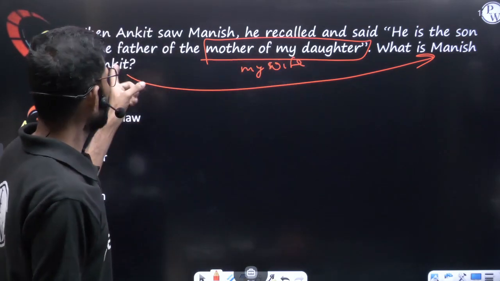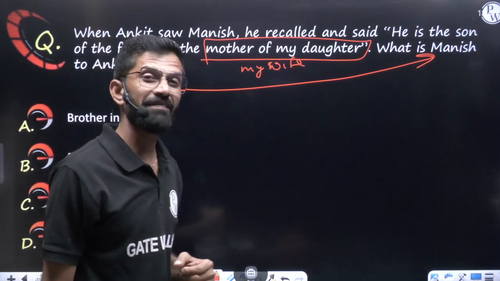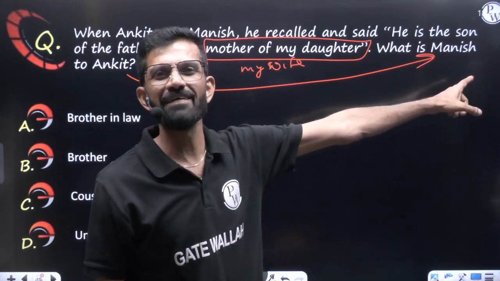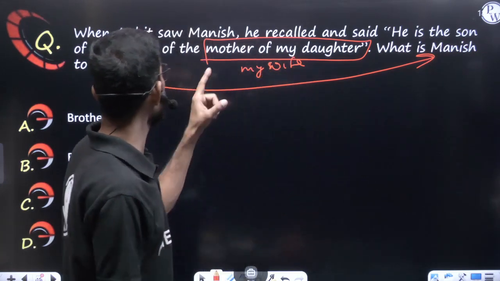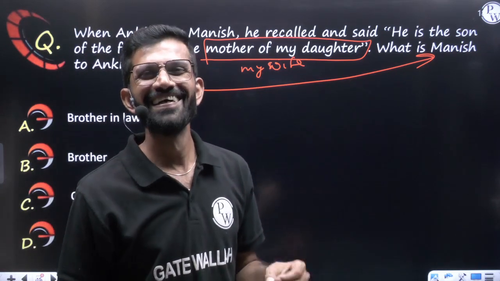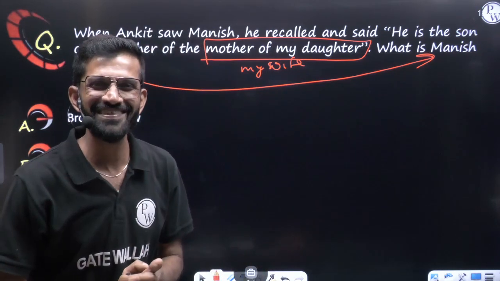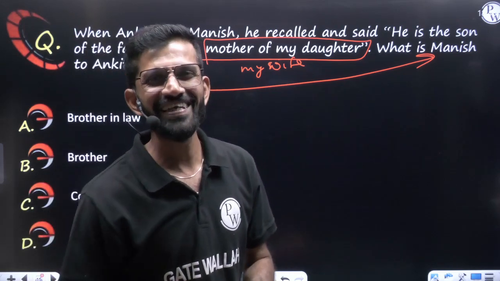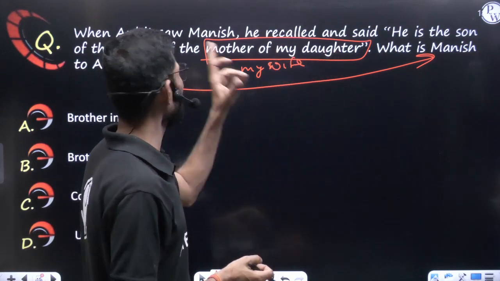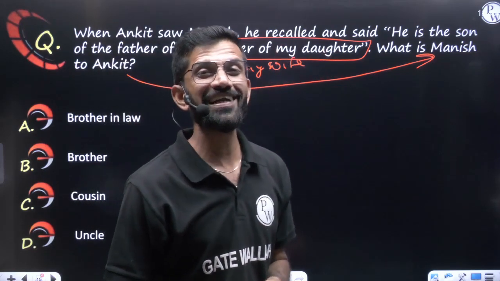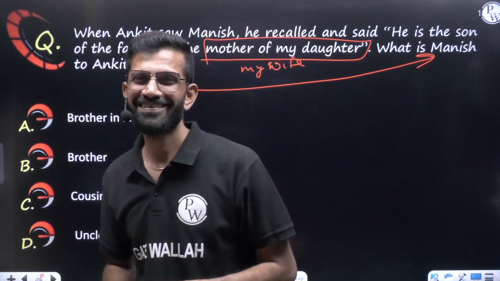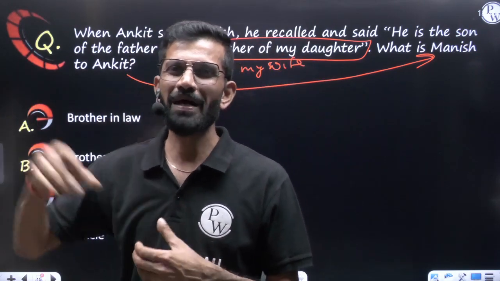Moving further, father of my wife. Father of my wife will be father-in-law. Come on, you also got confused. Father of my wife is father-in-law. Okay, and he is the son of father-in-law. Son of father-in-law. Father-in-law is having a son, so that will be for me my brother-in-law.